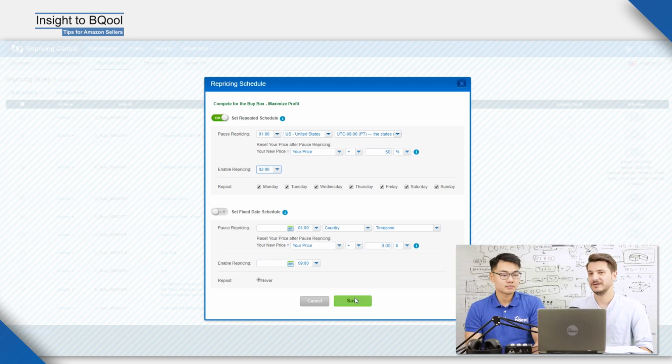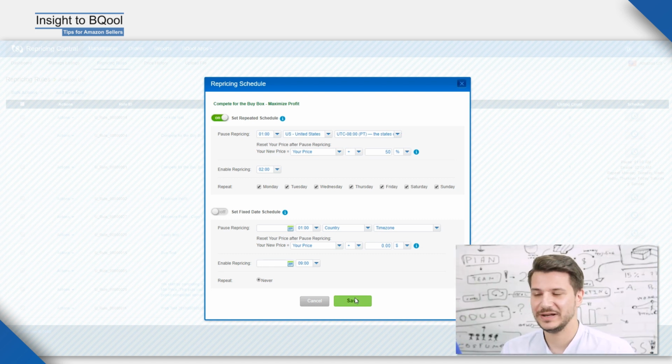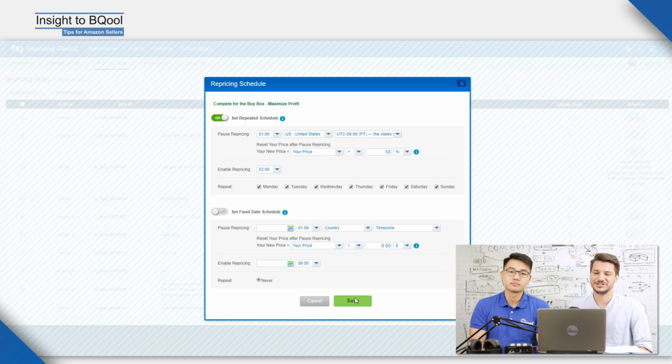Yes, so basically, if the race is not really very competitive, you might stay at the price and still have the sales. If the race is competitive and someone changes the price, of course, our repricer will react to the price and change it again.